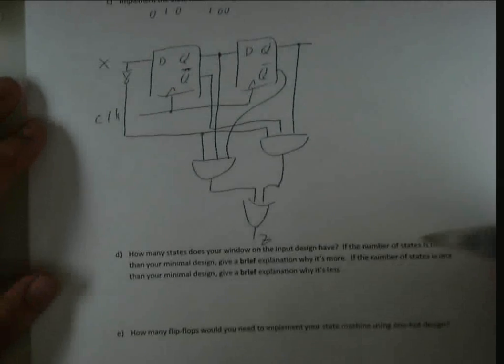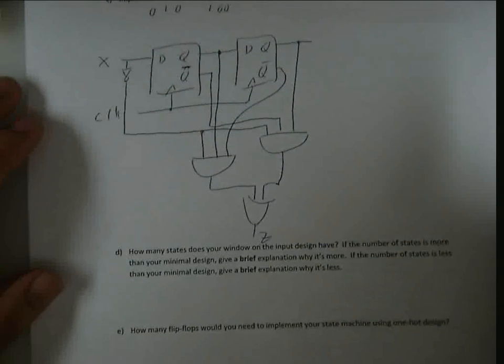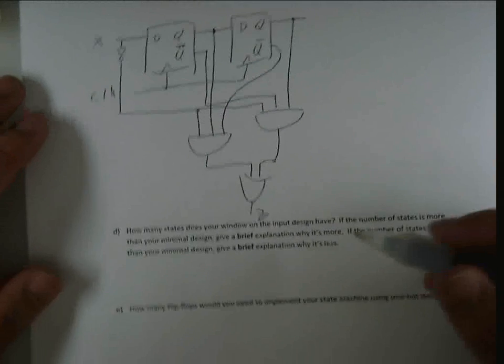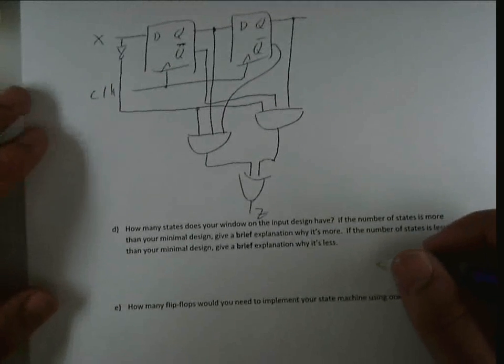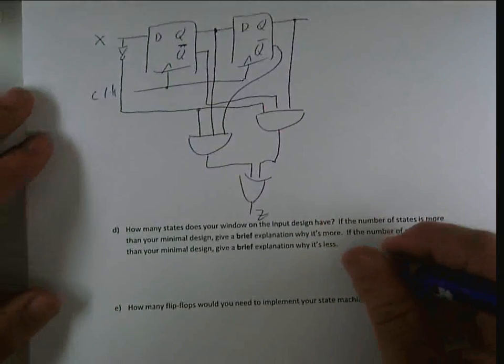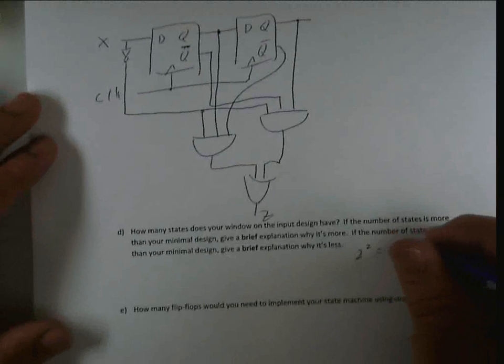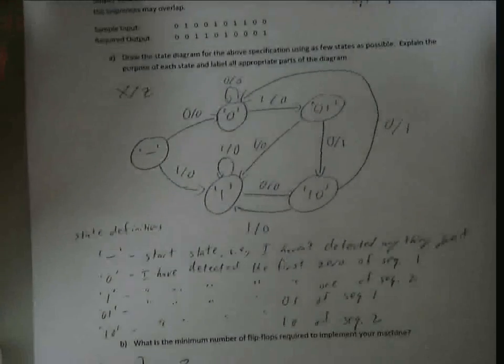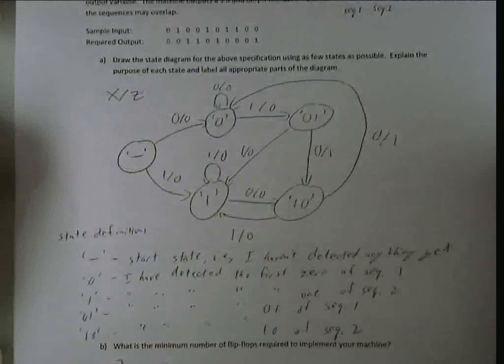And then how many states does your window in the input design have? If the number of states is more than your minimal design, give a brief explanation why it's more. If the number of states is less than your minimal design, give a brief explanation why it's less. And so here, I notice I have two flip-flops. So I have 2 squared, which is 4 states, which is less than my minimal design. Fascinating. This is weird. And hopefully this is a learning experience for you as you think about this.